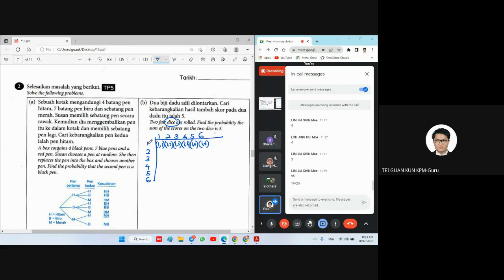The first dice, I get 1. The second dice also I get 1. So the outcome is 1, 1. Okay, the first die is 1, the second dice is 2. So 1, 2. So kena buat jadual ini. Okay, tak ada cara lain.